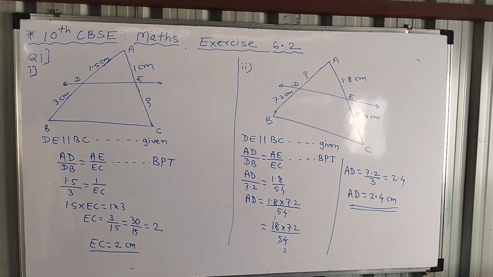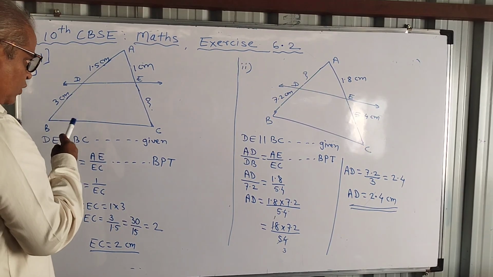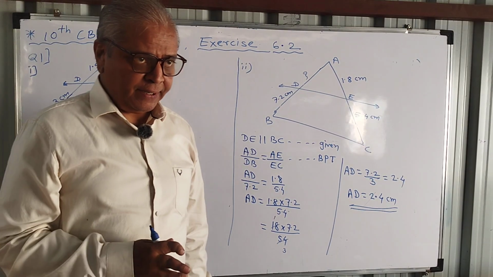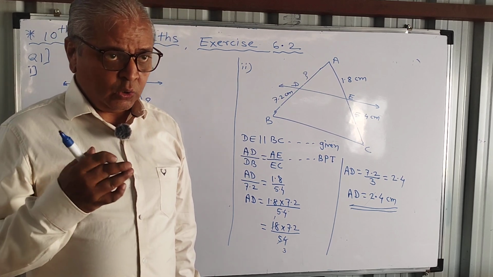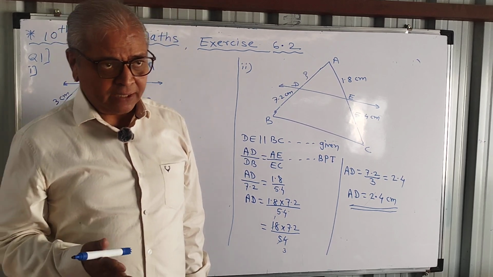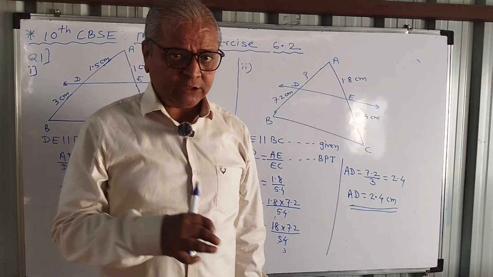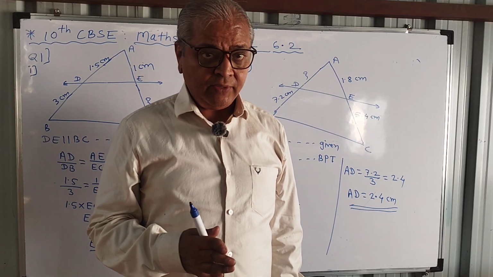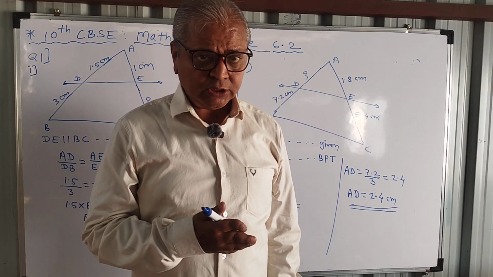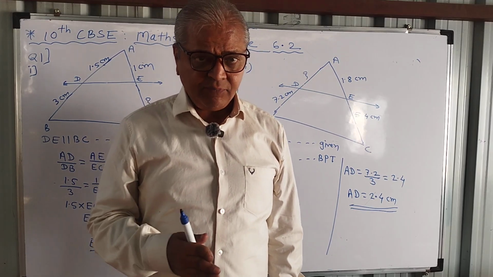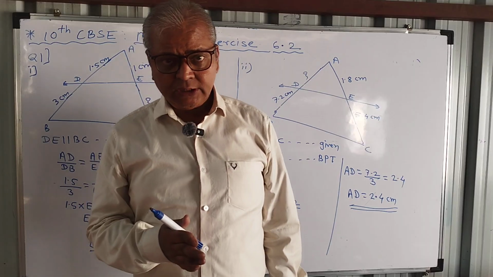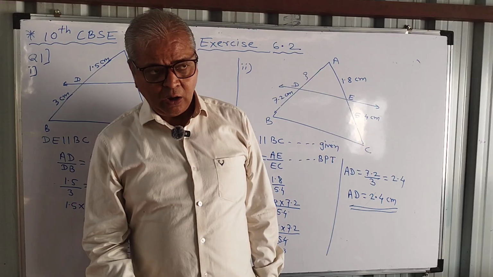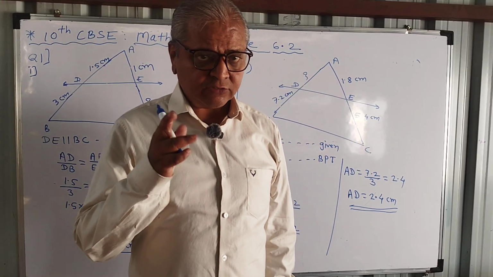ज्या वेळेस 4 dimensions पैकी out of 4 dimensions 3 are given and 1 is to be found out, then use BPT. But when all the 4 dimensions are given but whether the line is parallel or not is not given, so we need to find whether the line is parallel or not. Then I need to find both the ratios AD upon DB and AE upon EC. If both the ratios are same, then by converse of BPT the line is parallel. So based on converse of BPT, there is question number 2.